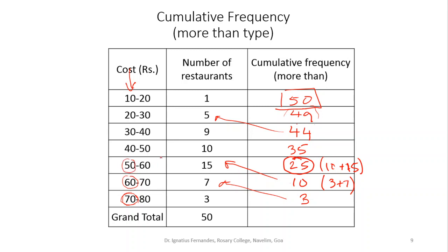For more than cumulative frequencies, we look at the lower limits, and for less than cumulative frequencies, we look at the upper limits. That is the only difference. Otherwise, all those questions that we tried to answer earlier can also be answered. Like we wanted to find out in the previous slide, how many restaurants give their meal for more than rupees 40. Now more than rupees 40 is 35. So the answer to that question is 35. There are 35 restaurants which give meal for more than rupees 40.